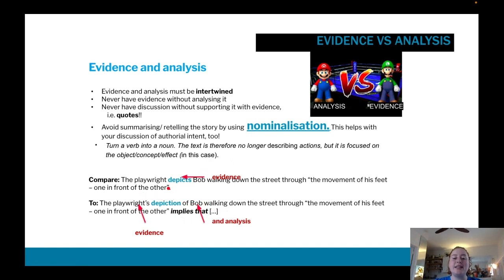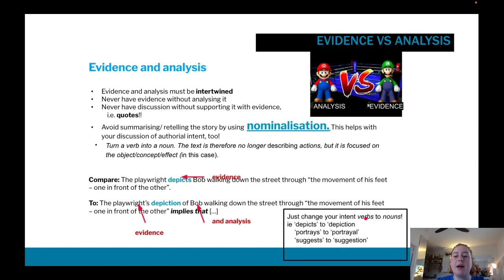Here we are connecting evidence and analysis. We don't just make a statement about what the author did, that is pretty obvious, but we break down what the author did to draw a conclusion, to evidence our interpretation, to analyze what the author is doing. So this is a skill that we can practice, but we're changing our intent verbs to nouns.